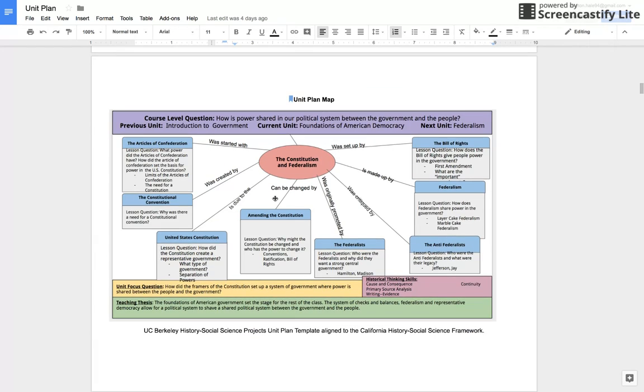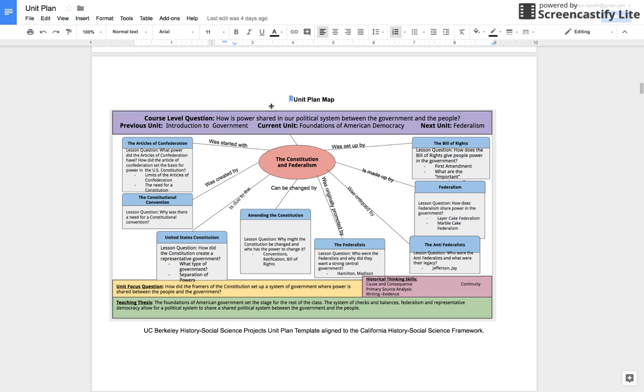This unit level map was based off the UC Berkeley History Social Science Project template, and it's aligned to the California History Social Science Framework. It's a backward designed template. So our course level question for the course on government is: how is power shared in our political system between the government and the people?